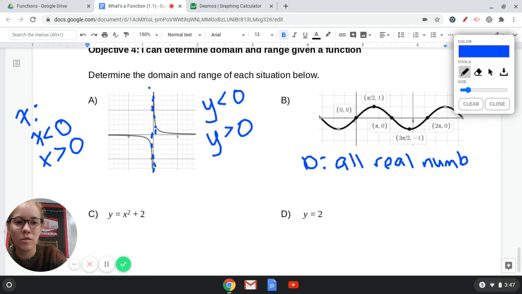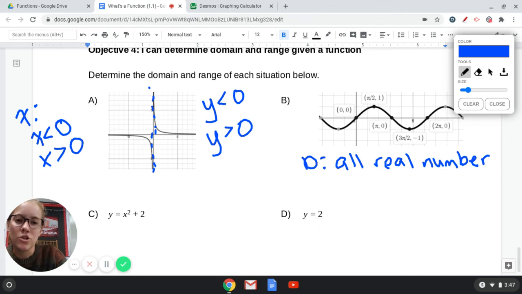Just a reminder that a real number is anything that's not an imaginary number. This includes integers like 1, -1, 0, rational numbers, fractions, and irrational numbers like pi and e. Just anything that's a real number.